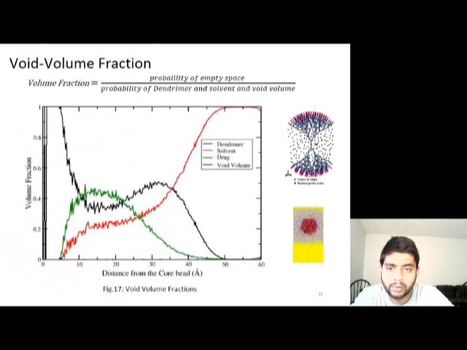And the void volume, we try to observe the void volume fraction. The volume fraction of a component is equal to the probability of the component divided by the total number of probe points. Here we plot the volume fraction versus distance from core bead for different components of the solution, like dendrimer, solvent, drug, and the void volume. You can see here the void volume is very negligible.